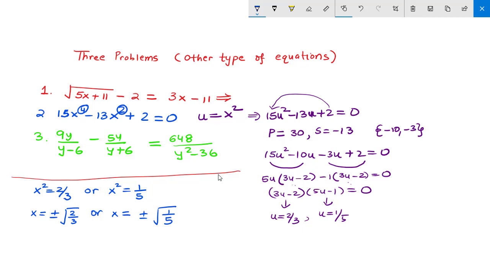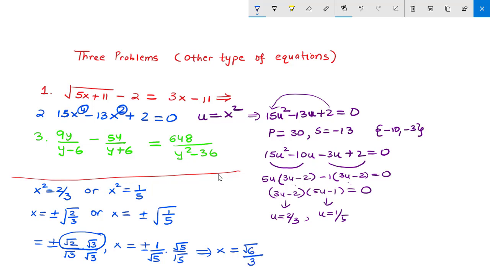Rationalized means I don't want any square root or radical in the denominator. So I'm going to do plus minus radical 2 over radical 3 and then multiply by radical 3. This process is called rationalizing the denominator. Or x equals plus minus radical 1 over radical 5, multiplying and dividing by the same radical 5. So this becomes x equals the first one, radical 2 times radical 3 is radical 6, all divided by 3.